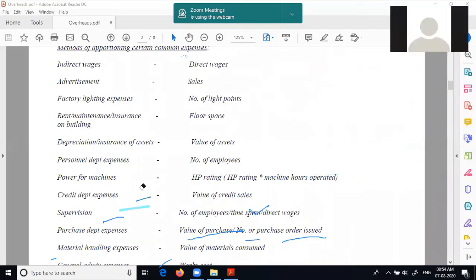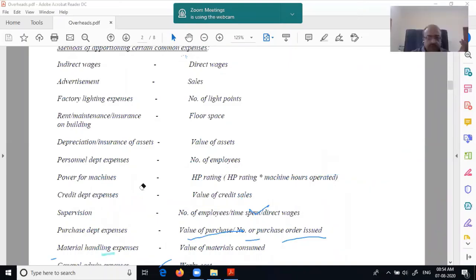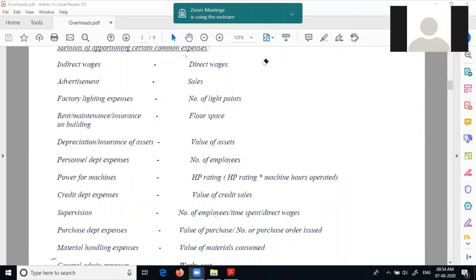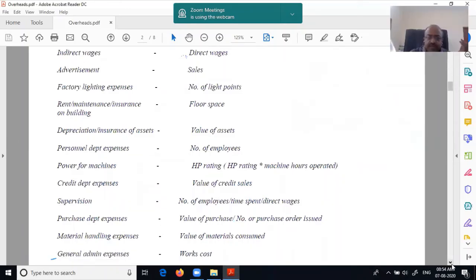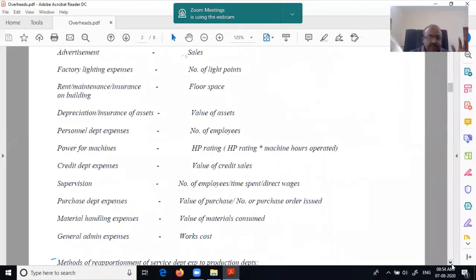HP rating after HP. Credit department expenses, value of credit sales. Yeah, value of credit sales. That is the basis. Now again, this is not something which has to be done like that. If there are better information, you can use that information. Okay. Next.